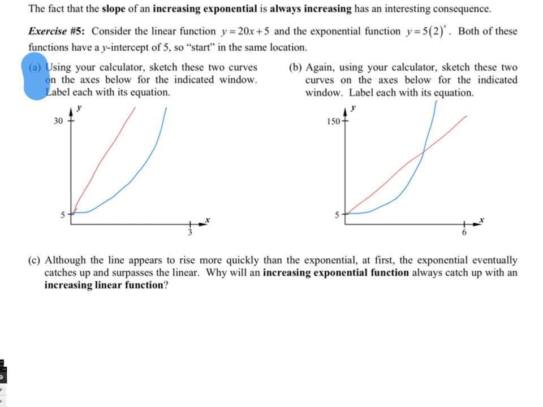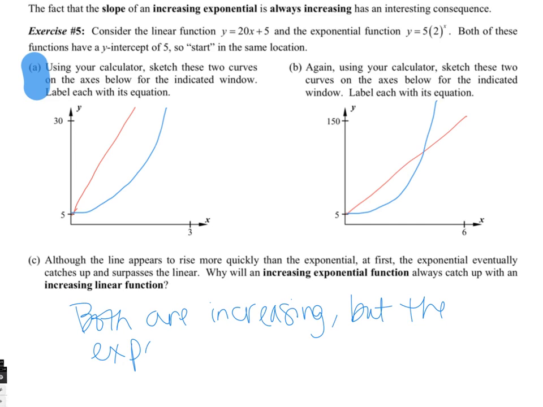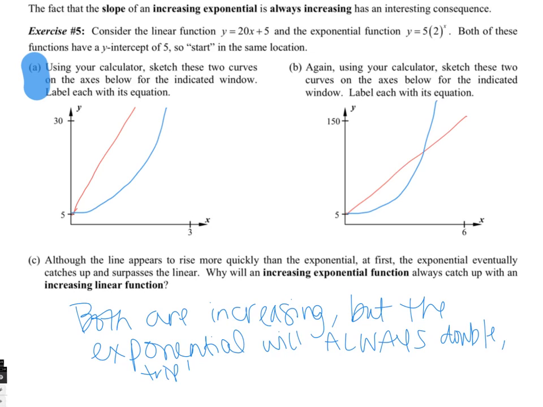The reason why is because both are increasing, but the exponential will always double, triple, etc., while the linear is constant.